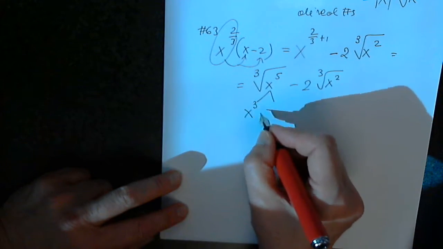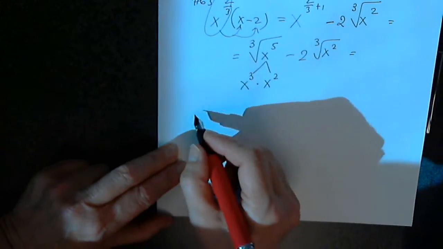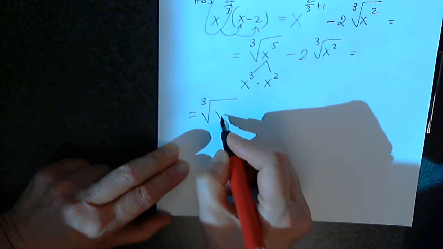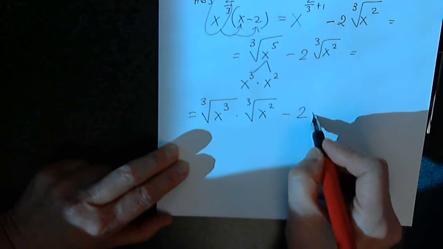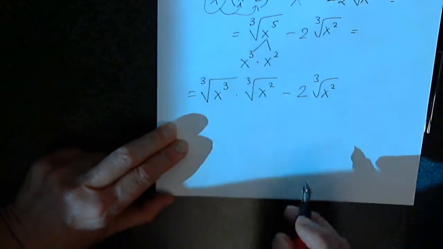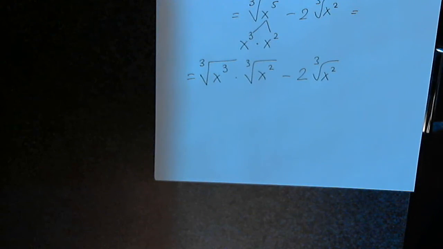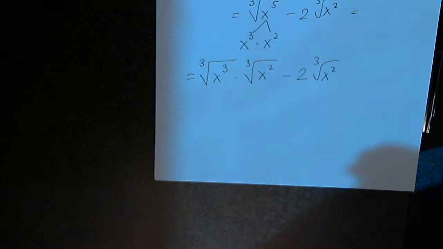What should I split it into? Exactly. X to the third and x squared. So I will rewrite the whole thing. The cube root of x to the third times the cube root of x squared minus 2 times the cube root of x squared. Yes, I agree. If you don't want to write this particular step, you can skip it. But at least at the beginning, I recommend you do write it. How much is the cube root of x cubed? Assuming variables are any real number.